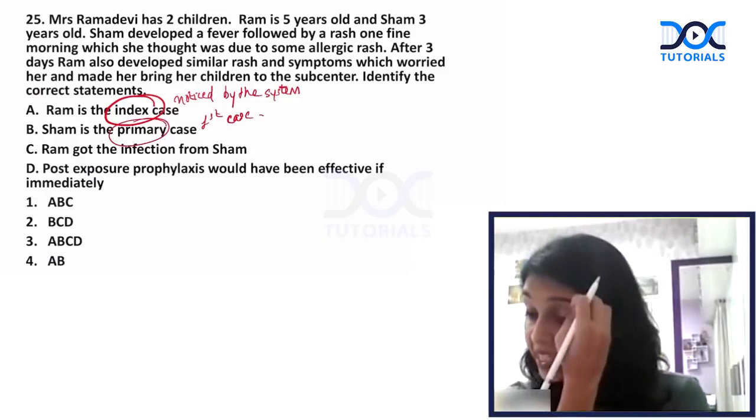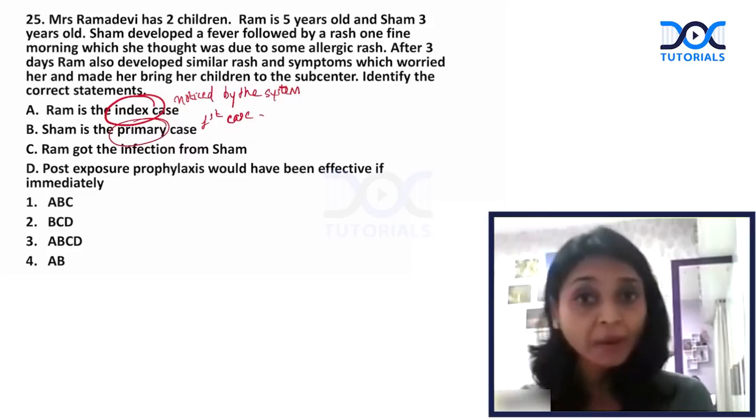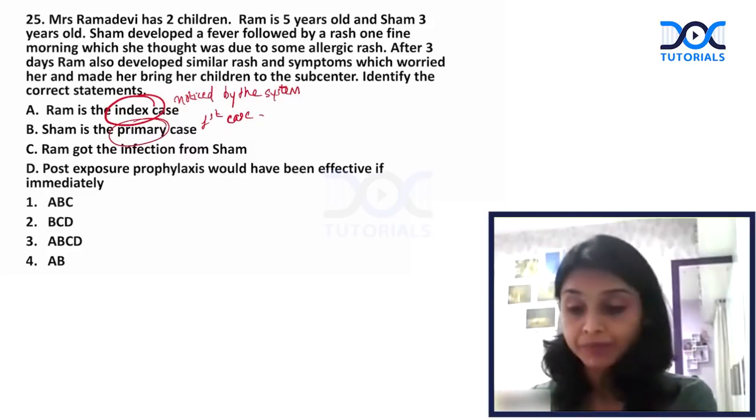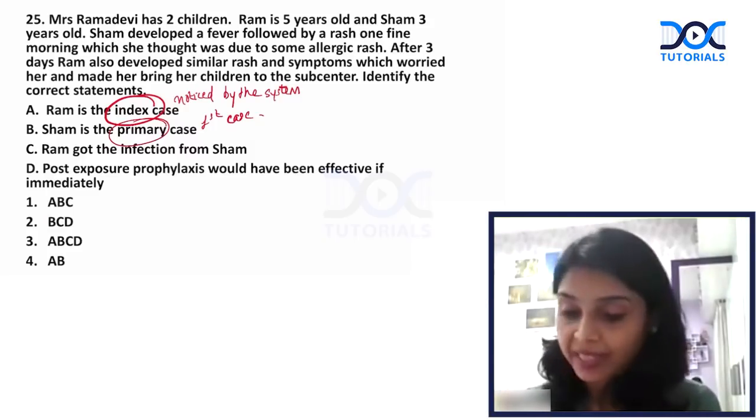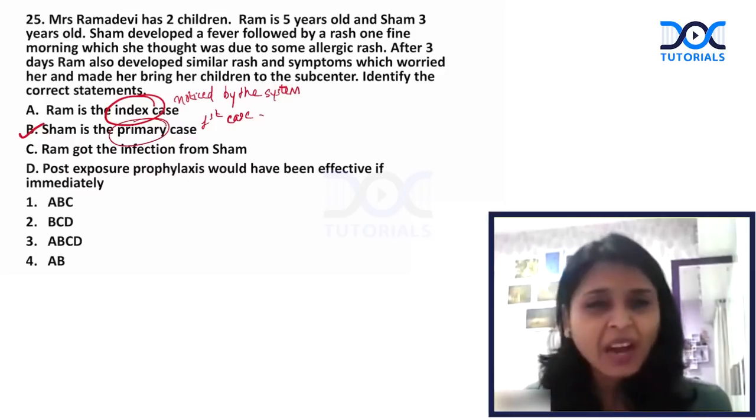And Sham is the primary case. See, this first happened in Sham, right? Sham developed the disease first, followed by Ram. So Sham is the primary case. That is correct. And what about Ram, do you think Ram is the index case?